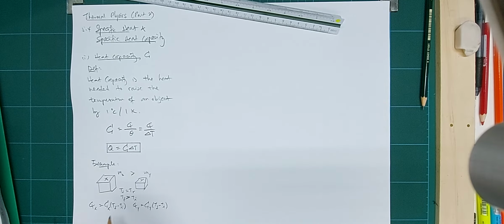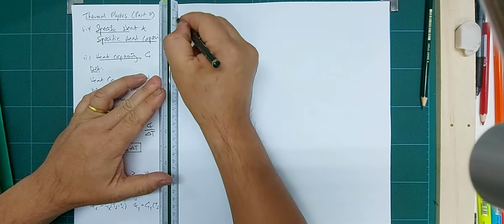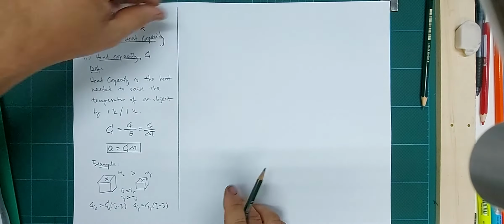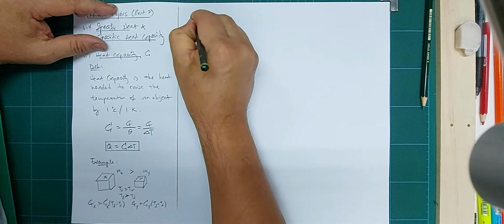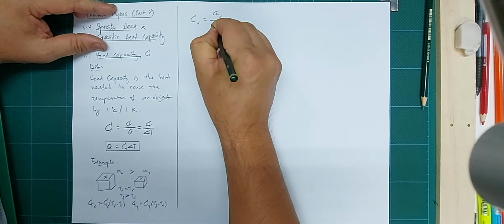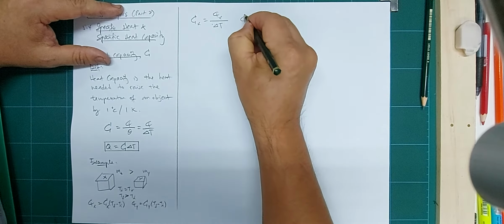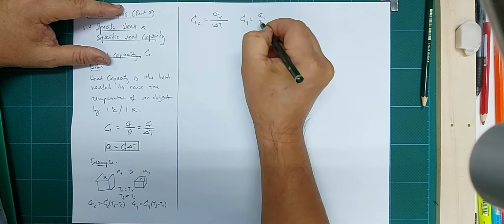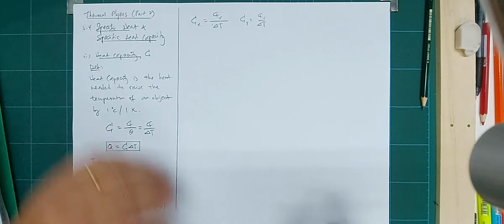Now the problem is this. Let's assume you use this formula to calculate their CX and CY values. CX is equal to QX over delta T, and CY is QY over delta T. Delta T is the same for both of them.